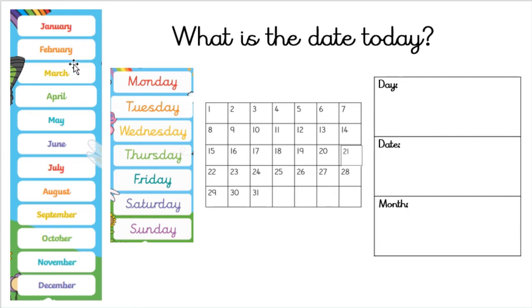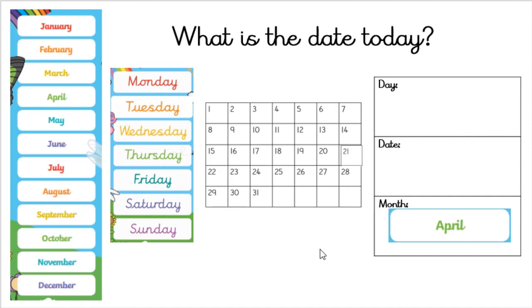January, February, March, April, May, June, July, August, September, October, November, December. Now, can you remember from the slide previously what month it is? Yes, it's April, isn't it? So let's take April and let's put April in where it says month. Make it a little bit bigger so we can see it. There we go. So now we know the month is April.